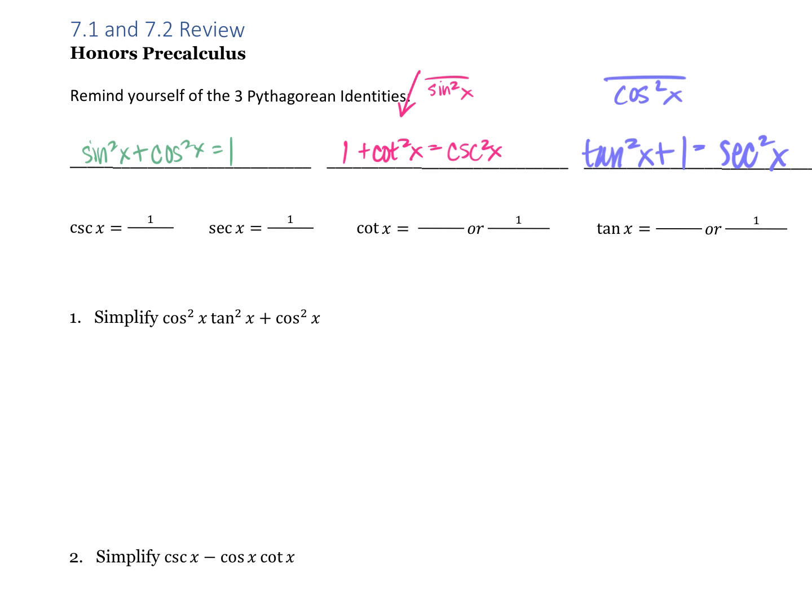Let's do it. What is cosecant? 1 over sine. Yep. Secant? Cotangent? Cosine over sine or 1 over? Nice. And then tangent is just sine over cosine. Yep. Sorry, 1 over cotangent.